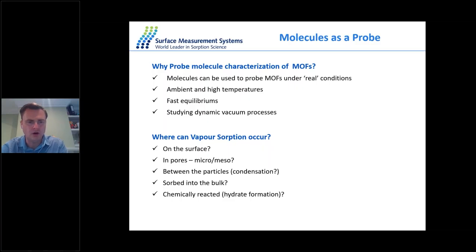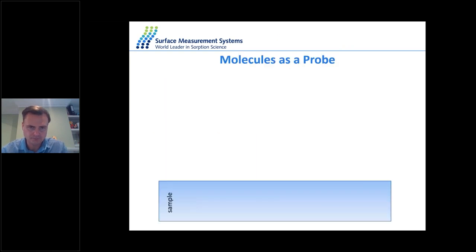Vapor absorption can occur in several ways. We can have it on the surface. So we can have surface absorption, which is typical with very low uptake. It can occur in the pores. It can occur between the particles, where we then observe condensation. Then it can be in the pores or micropores, or some of the molecules can be absorbed into the bulk, or there will be chemical reactions and they can form hydrates.